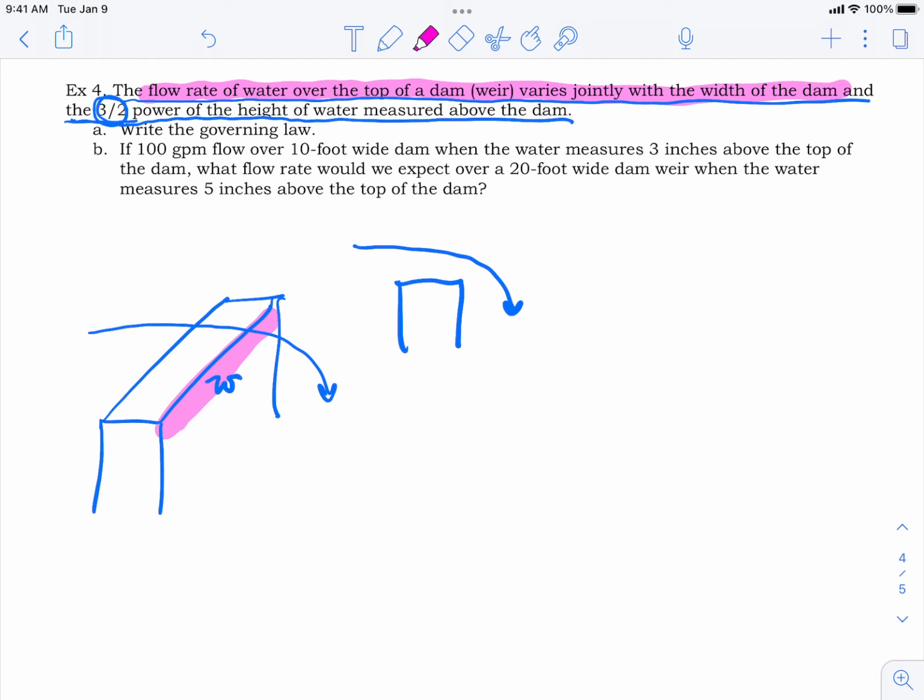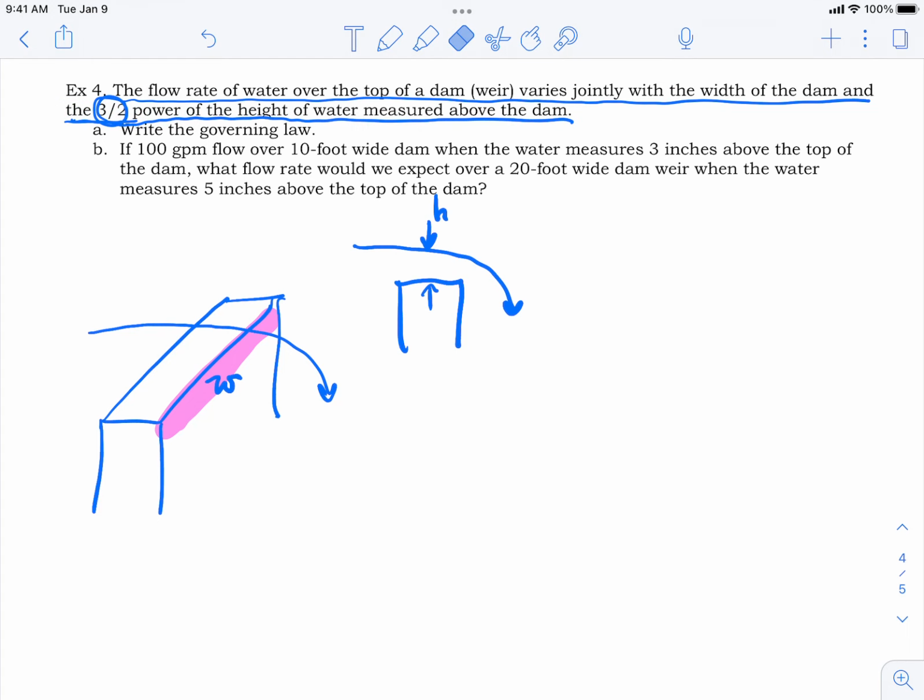But also, the 3/2 power of the height of water measured above the dam. So that would be this here. How high is that? The water's flowing over the top of the dam. Well, how high is that? Do you get 2 inches of water flowing over the top? You got 2 feet of water flowing over the top? What is it? Okay, so those are the 2 things that matter to get your flow rate.